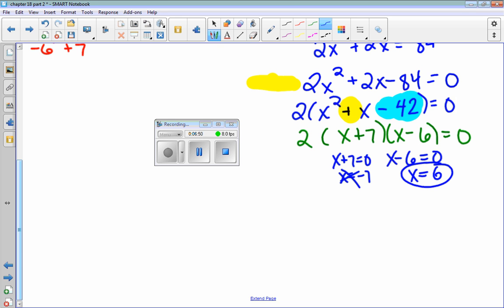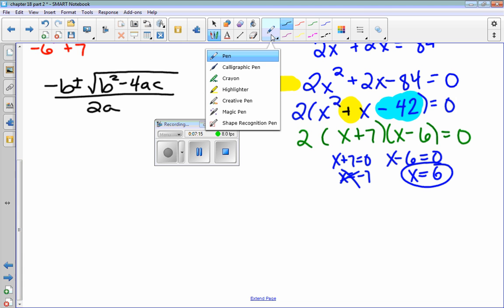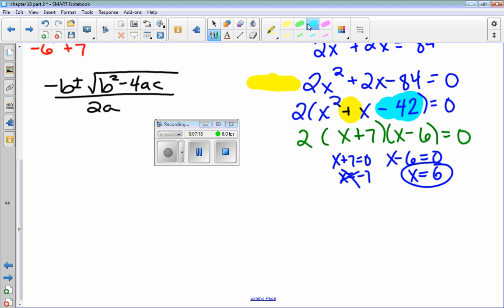So remember what the quadratic formula is. It's negative b plus or minus the square root of b squared minus 4ac all over 2a. Okay, and we have to remember what a, b, and c are. In this case, what's a, b, and c? A is just 2. It's the number in front, and b is also 2. So we have a, we have b, and we have c.